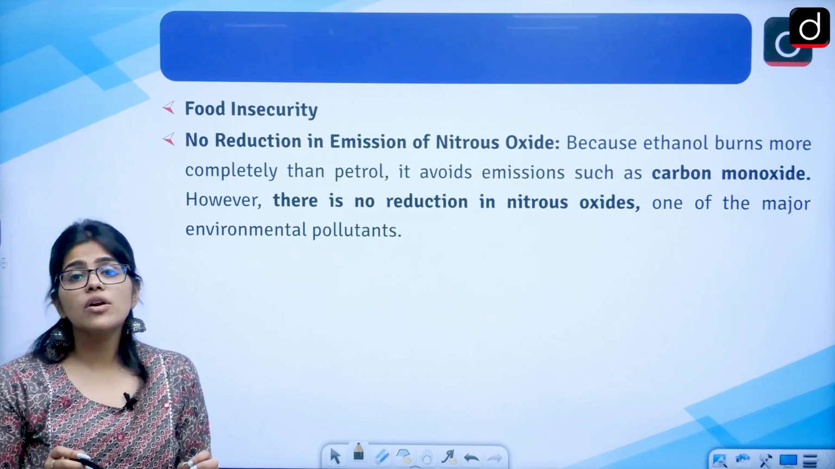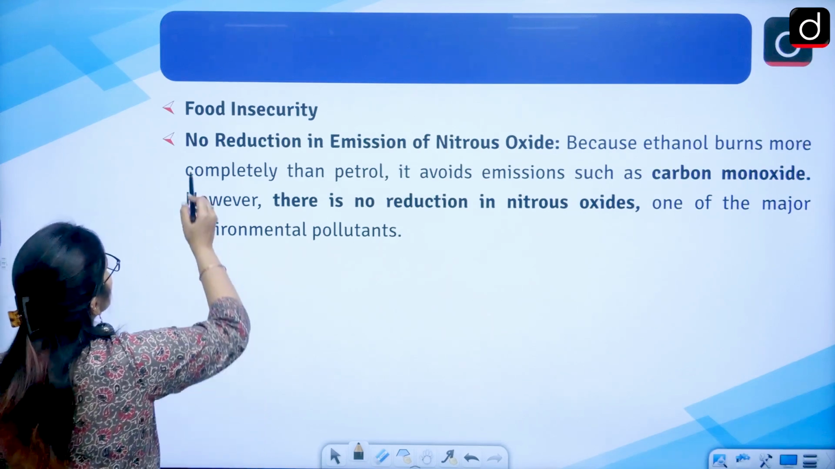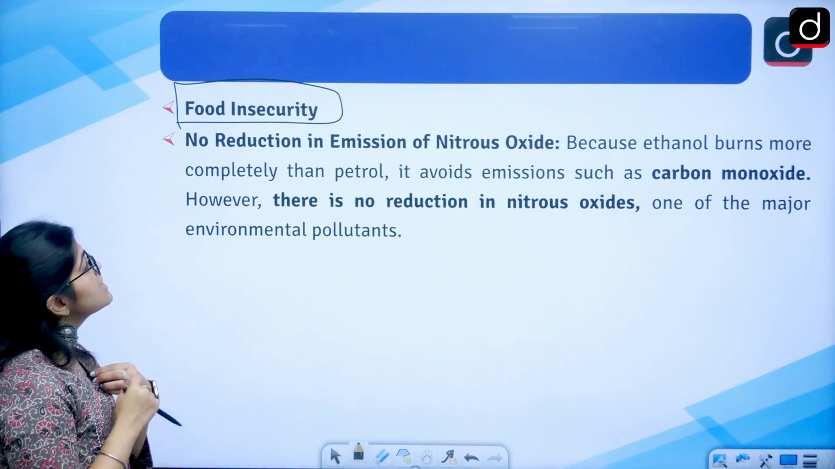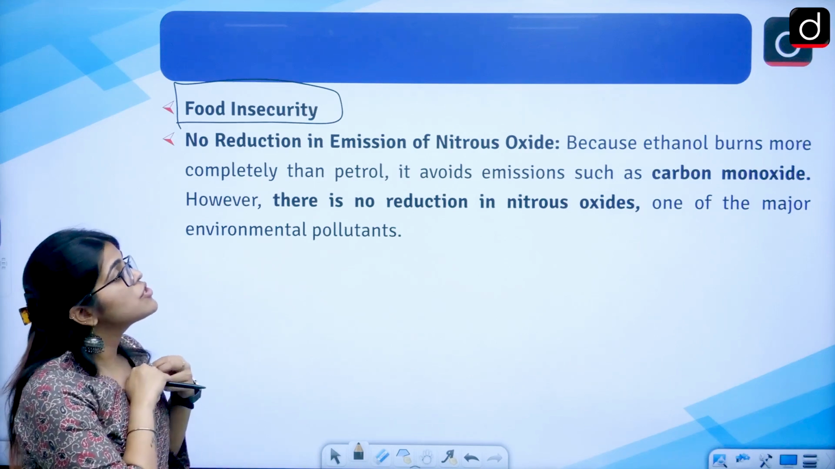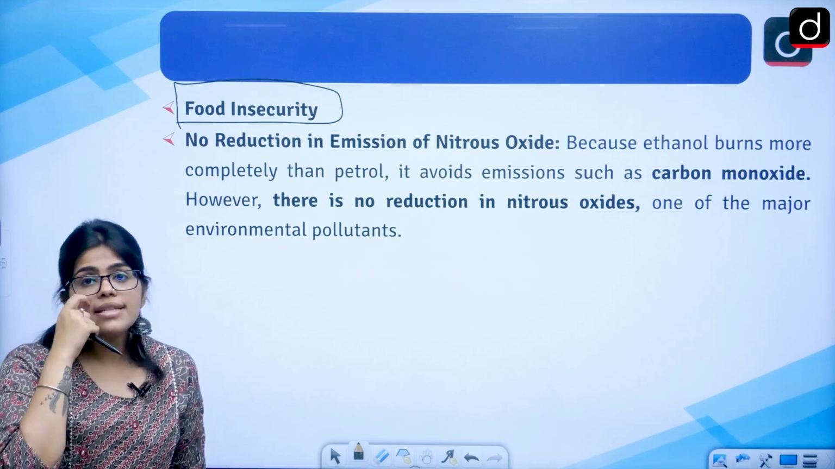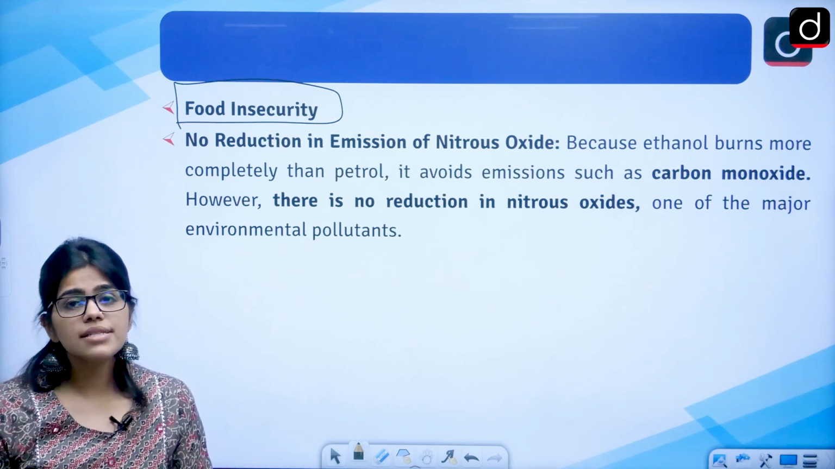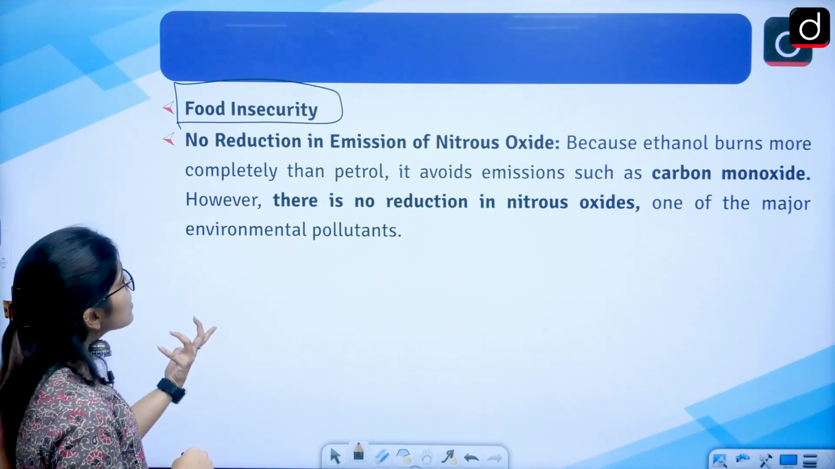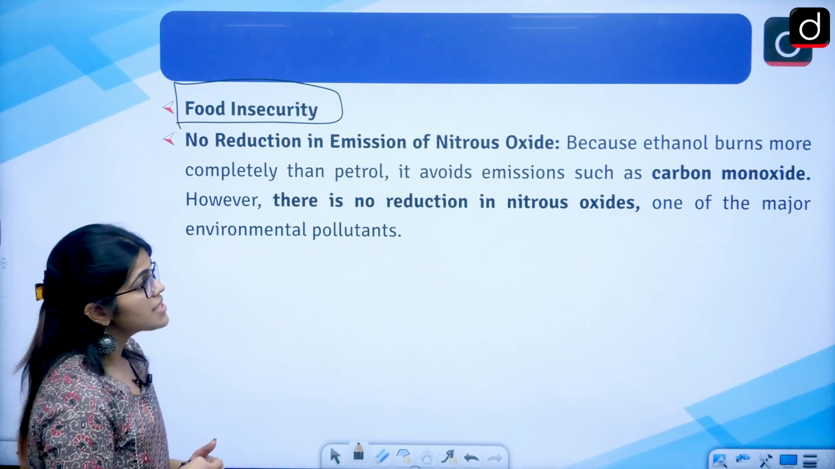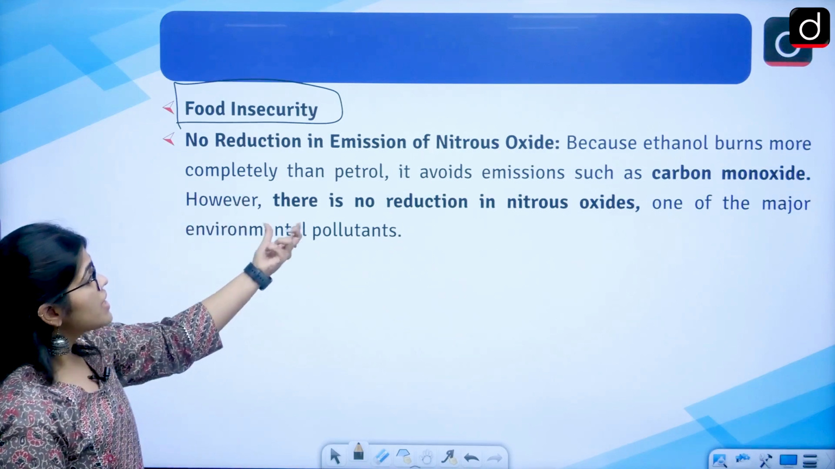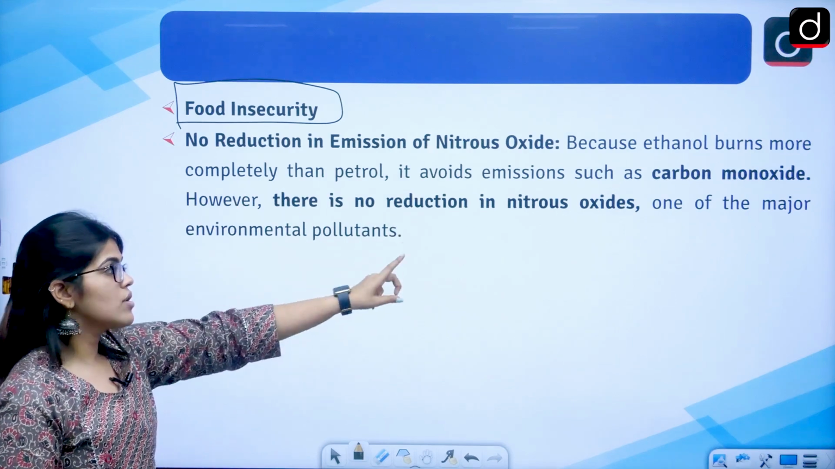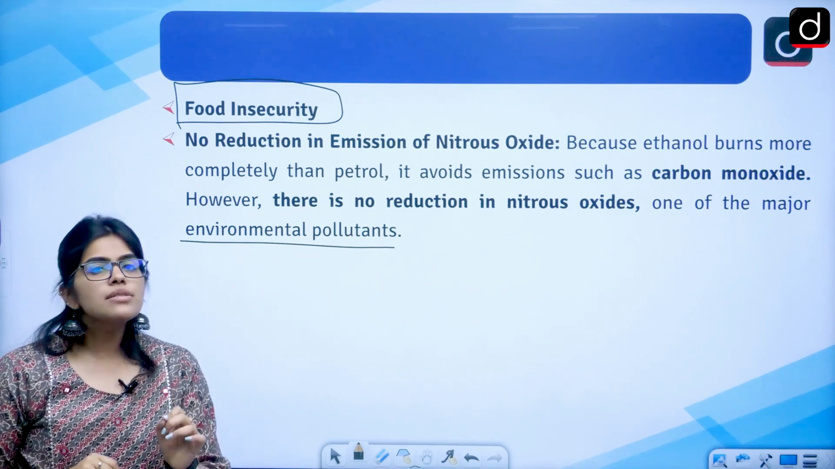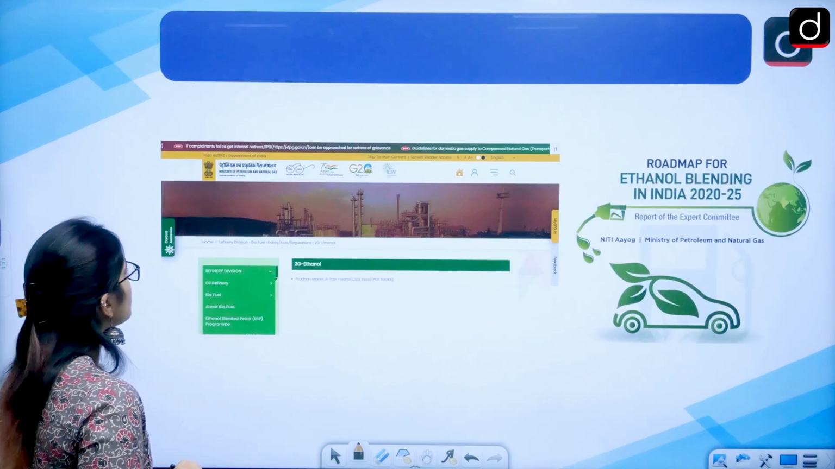Of course, food insecurity is a problem. I told you demand supply would be affected by it. And there is another problem: there is no reduction in the emission of nitrous oxide. Yes, there will be complete combustion, but the results have shown that nitrous oxide is not reduced. Because ethanol burns more completely than petrol, it avoids emissions such as carbon monoxide. However, there is no reduction in nitrous oxide, which is one of the major environmental pollutants as well. So this will also be one drawback that should be considered.